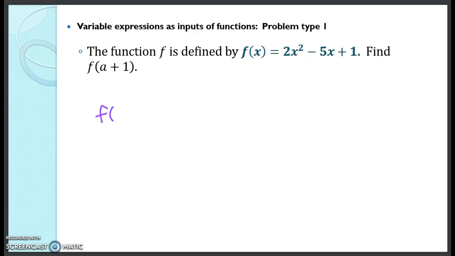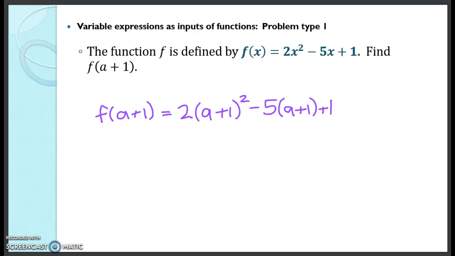f of a plus 1 equals 2. Now wherever there's an x, we plug in this a plus 1. So 2 times a plus 1 squared minus 5 times a plus 1 plus 1.